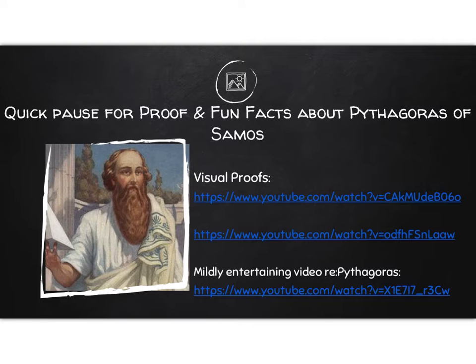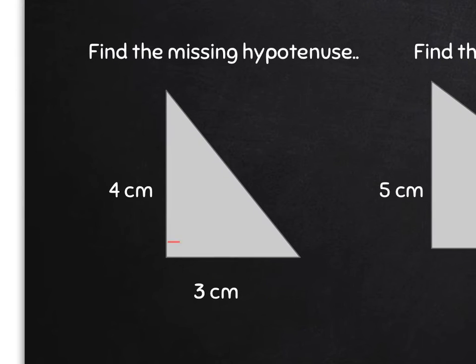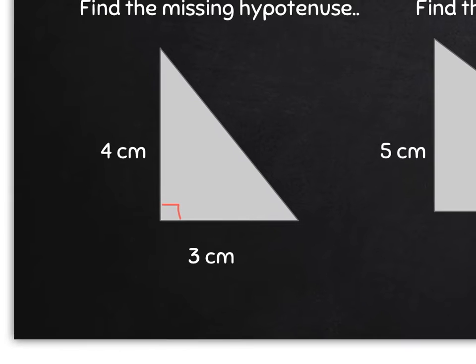Alright, so here are some visual proofs. You can watch these on your own. We're going to do some examples. And unfortunately, Google is really bad at drawing in those right angles. So just trust me, these are right triangles.